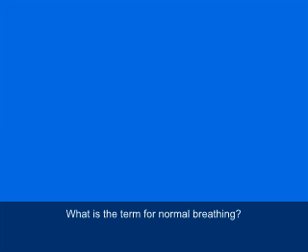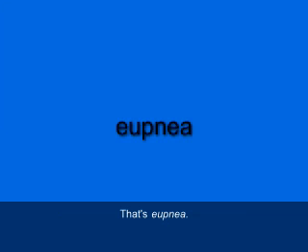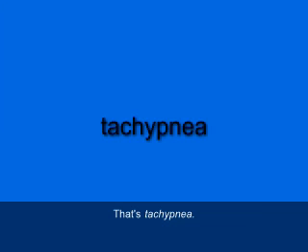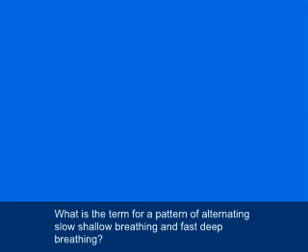What is the term for normal breathing? Well, that's eupnea, E-U-P-N-E-A. What's the term for abnormally fast breathing? That's tachypnea, T-A-C-H-Y-P-N-E-A, tachypnea. And what is the term for a pattern of alternating slow, shallow breathing and fast, deep breathing?